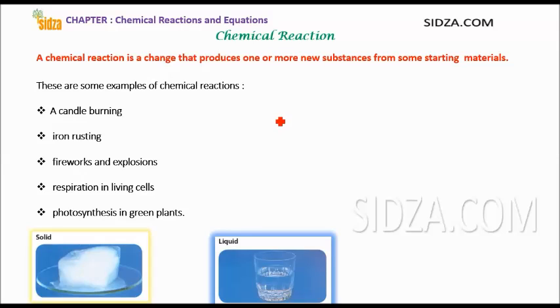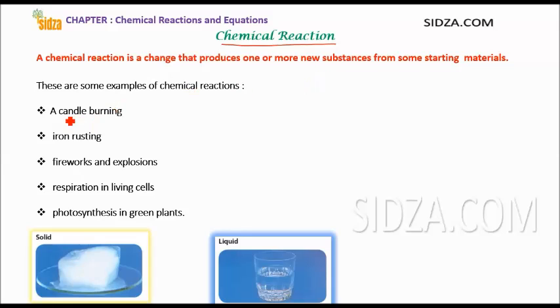Hi students, now in this lecture we will discuss a chemical reaction. What a chemical reaction is. A chemical reaction is a change that produces a new substance from a starting material. So if you get a new compound, a new substance from a starting material, that process is a chemical reaction.